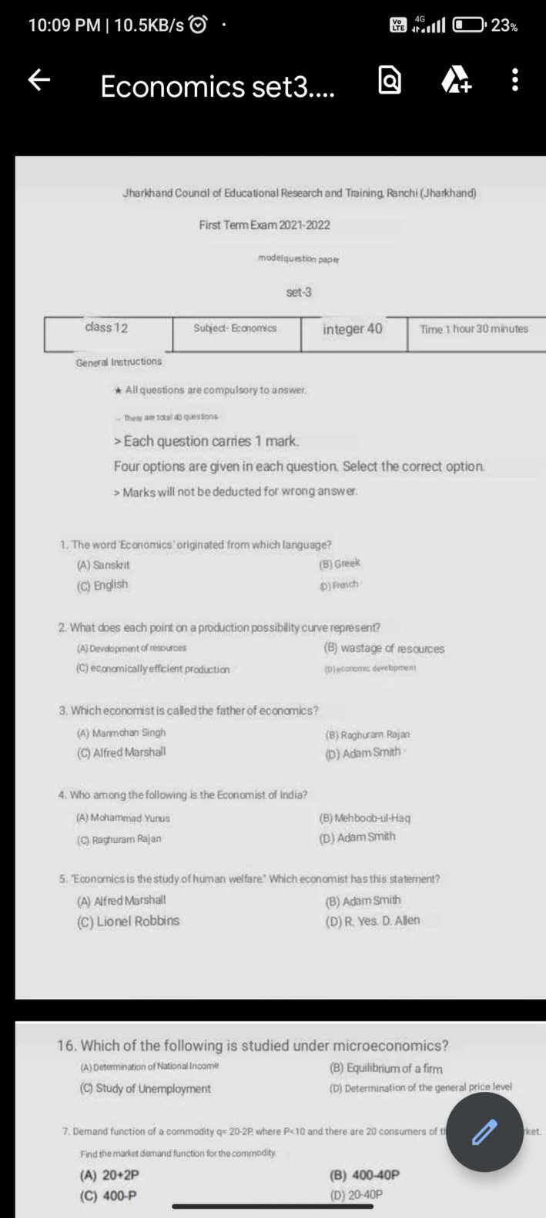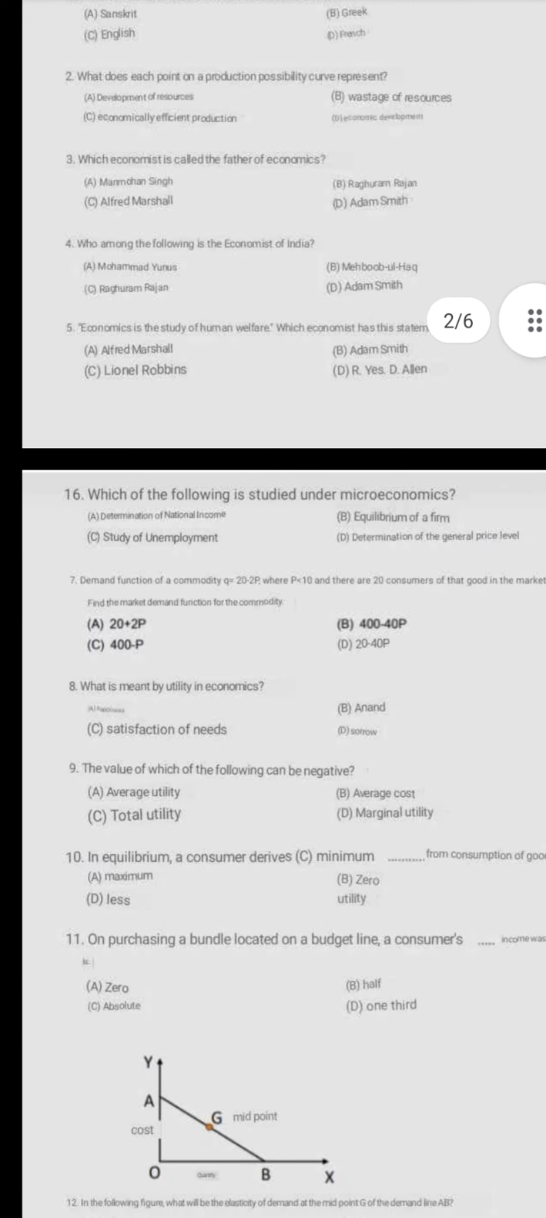Now next is 3. Which economist is called the father of economics? Option number D, Adam Smith. Fifth number. Economics is the study of human welfare. Which economist has this statement? Option number A. Alfred Marshall has given that economics is the study of human welfare.